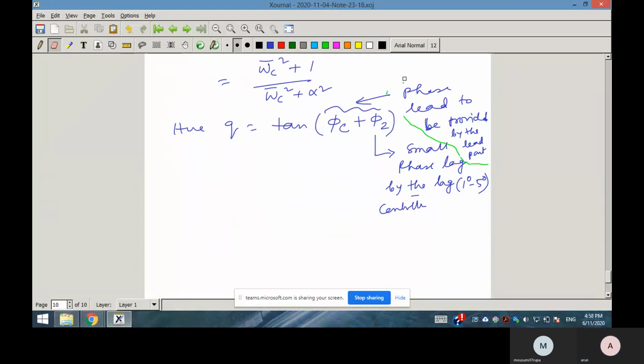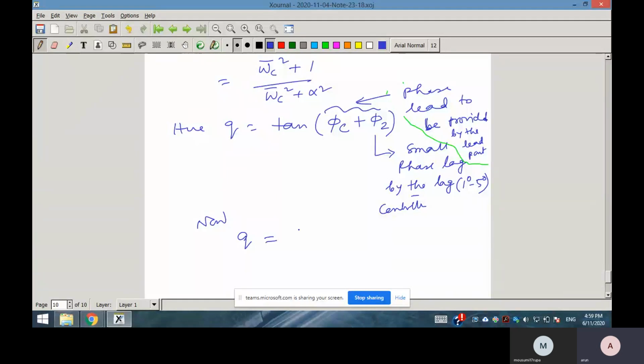So from here, what you will get? Now, what is this Q? We know what Q is, because ultimately the phase lead will be provided by the lead controller. So the expression of Q will be the same. So here I should write Q equal to the expression. The expression will remain the same.